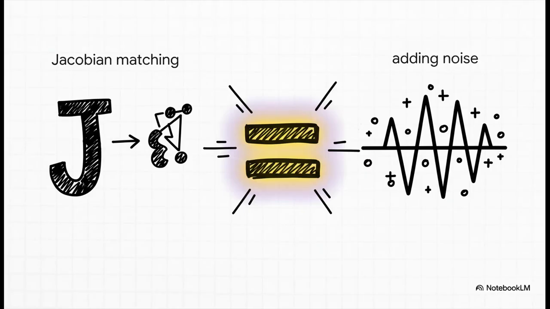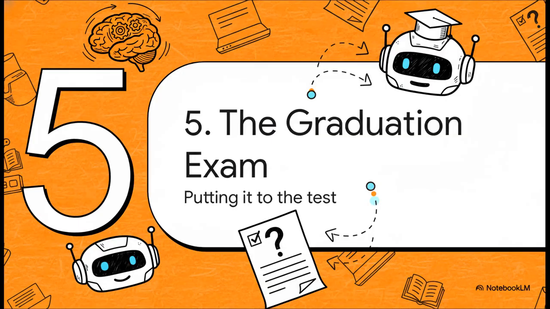Well, get this. The paper proved they are the exact same thing, mathematically speaking. That's right. Forcing a student to get the right answer even when the input is a little noisy has the exact same effect as forcing it to copy the teacher's deep reasoning. It's a beautiful, elegant discovery. All right, so the theory is beautiful, but does it actually work in practice? Let's check out the results from the student AI's graduation exam.